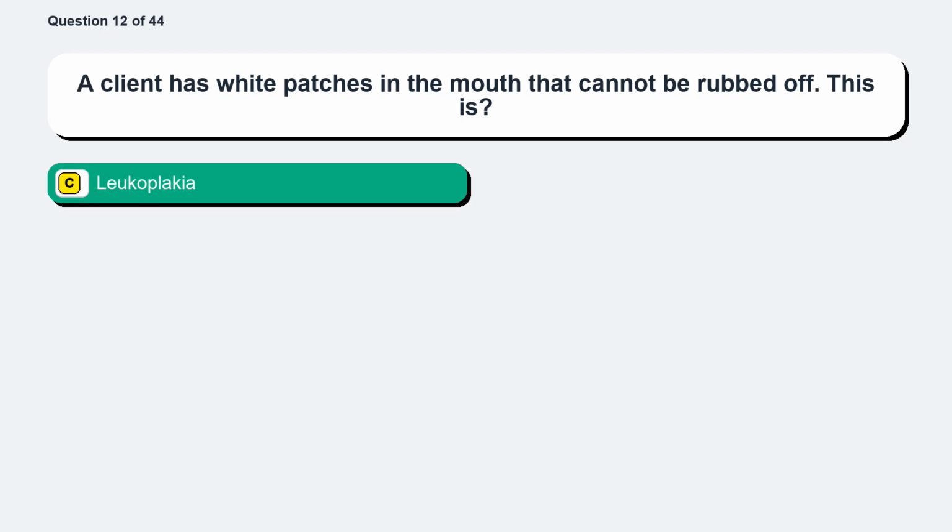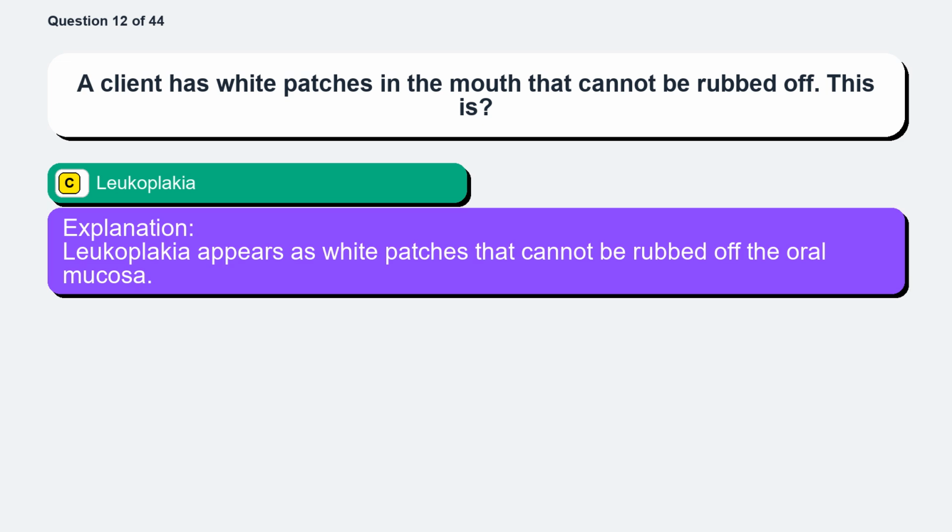The correct answer is option C, leukoplakia. Leukoplakia appears as white patches that cannot be rubbed off the oral mucosa.